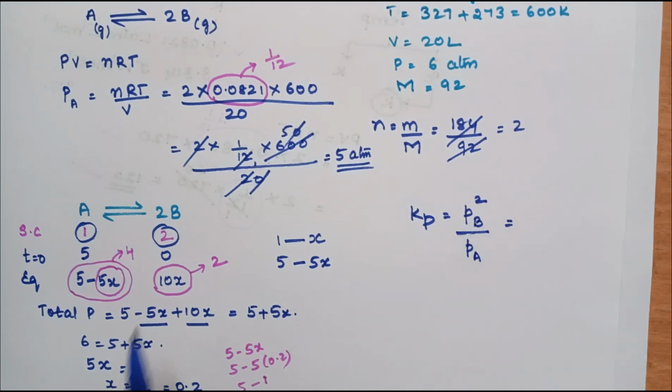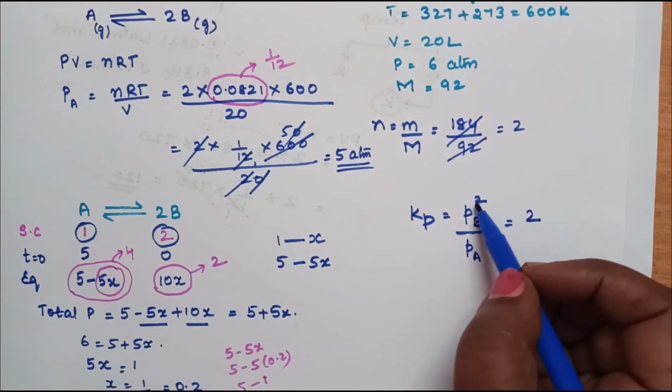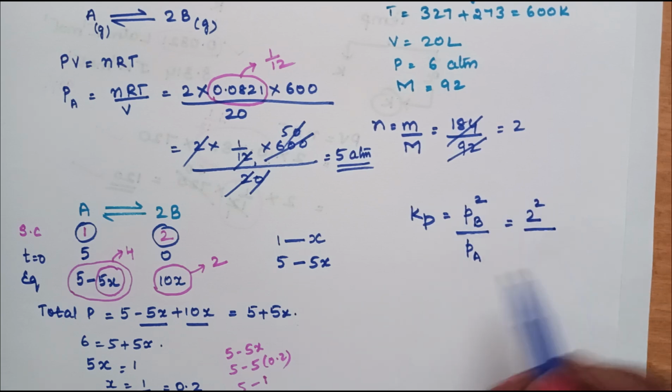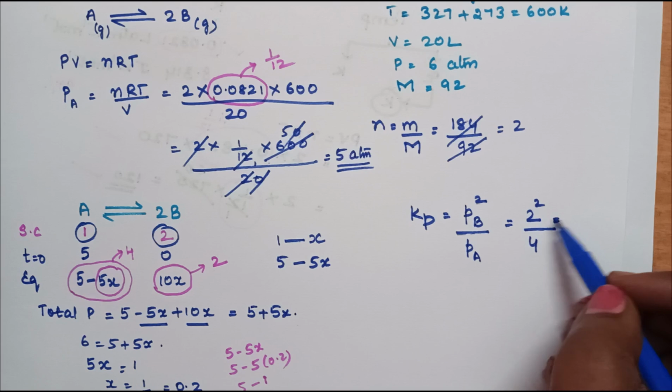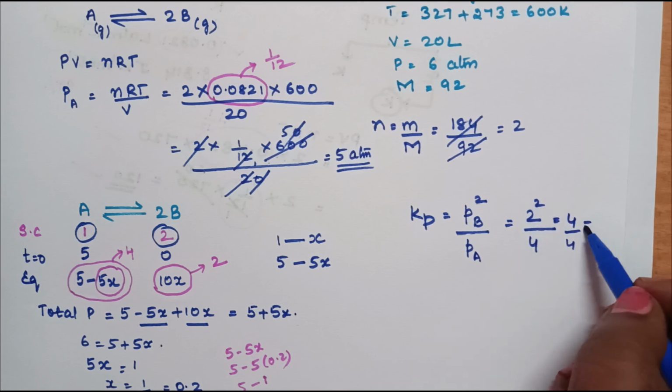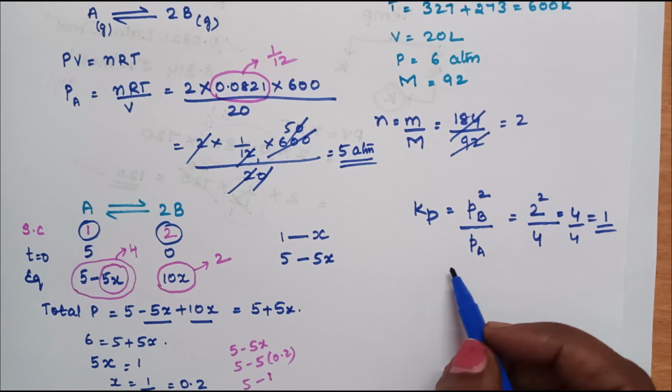So this is equal to, the pressure of B, how much are we getting? See here, at equilibrium we are getting the pressure of B as 2. 2 squared, divided by the pressure of A, how much did we get? 4. So 2 squared is 4, divided by 4, you will be getting 1. So Kp is 1.